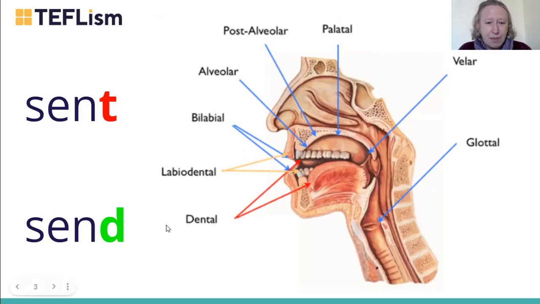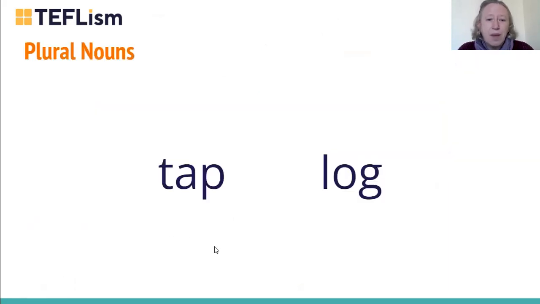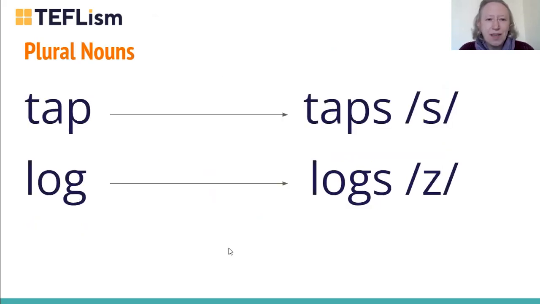Let's look at another example. When we make these nouns plural, of course, we add S to them, but do they sound the same? Does the S sound the same in both examples? No, it doesn't. When we say taps, we say a S sound. When we say logs, we say a Z sound.